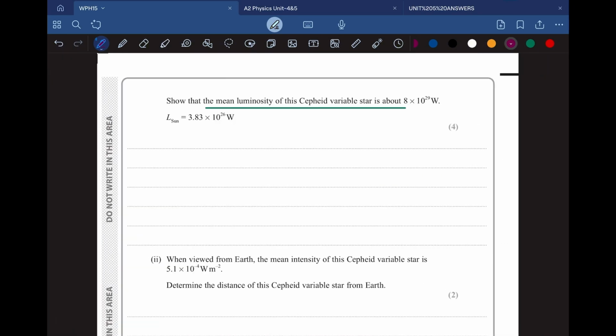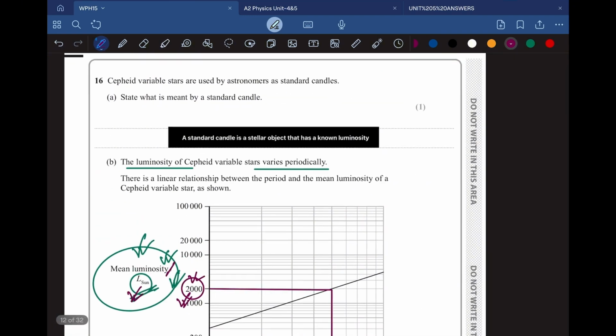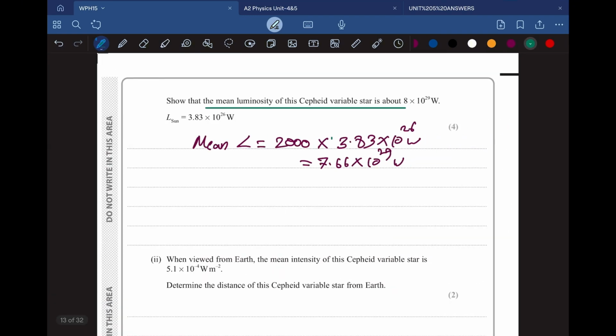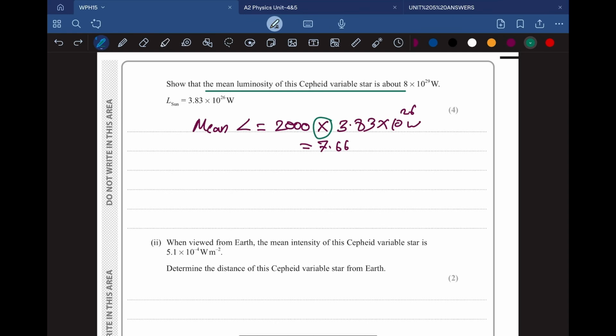So now let's do it. The mean luminosity is equal to 2000 into the luminosity of the sun, which is 3.83 into 10 to the power 26 watt, which will give us a value of 7.66 into 10 to the power 29 watt. Now a question might arise in your mind: why did I multiply this 2000 with the luminosity of the sun?